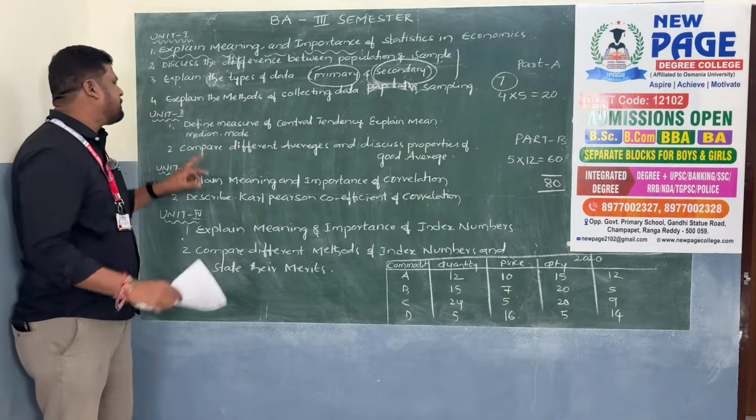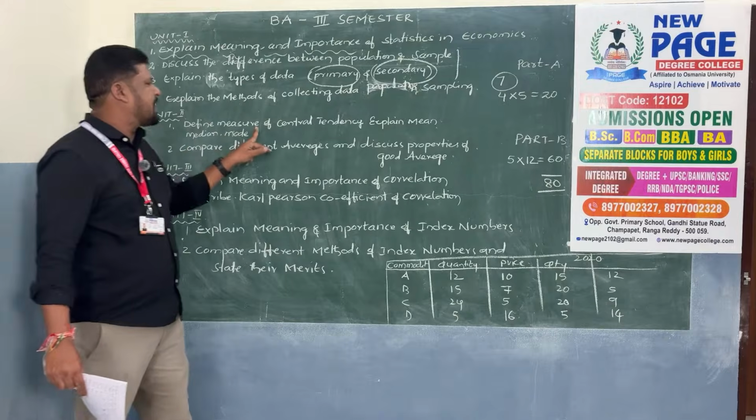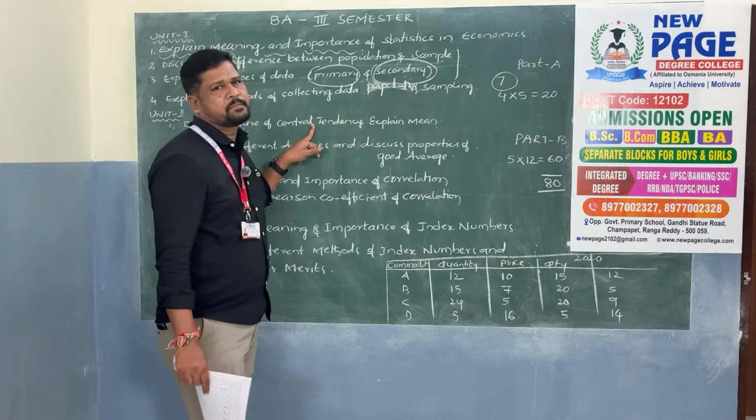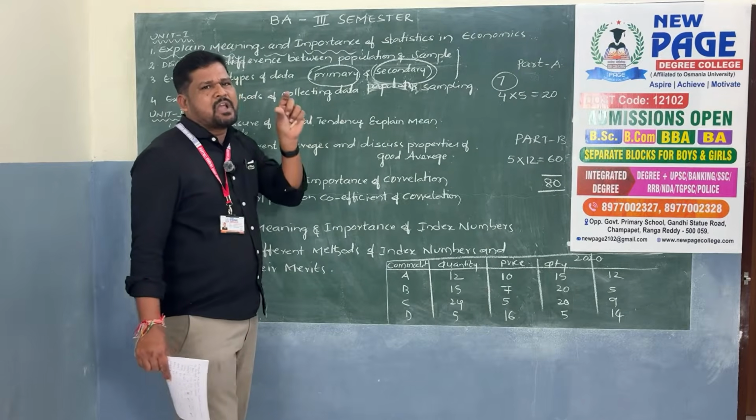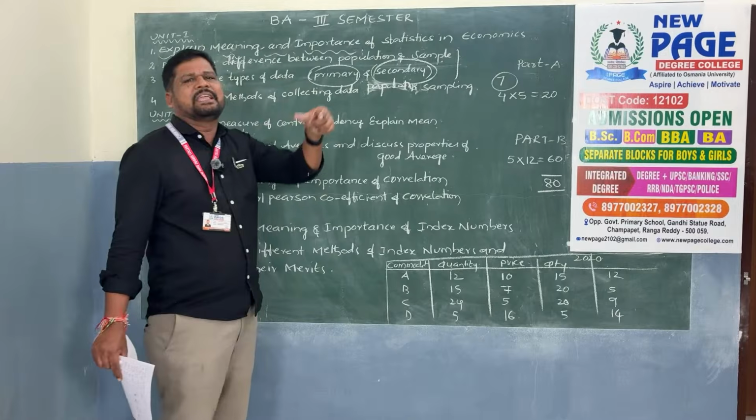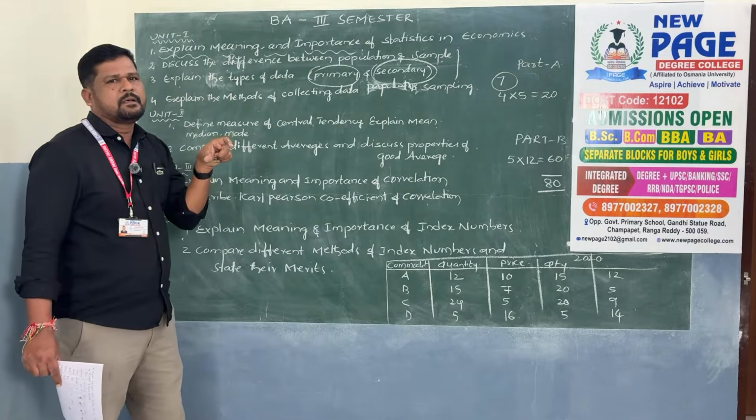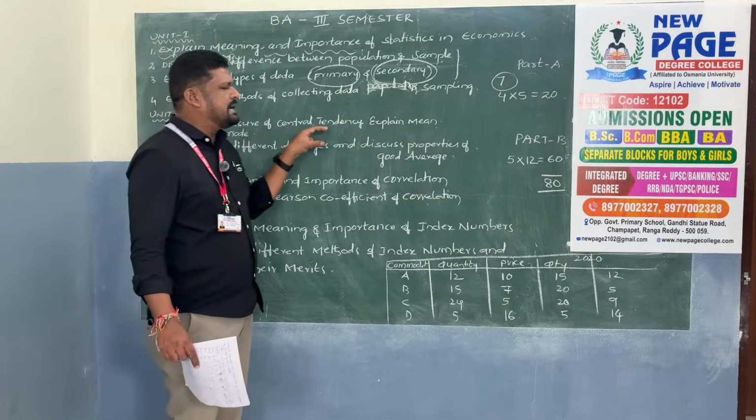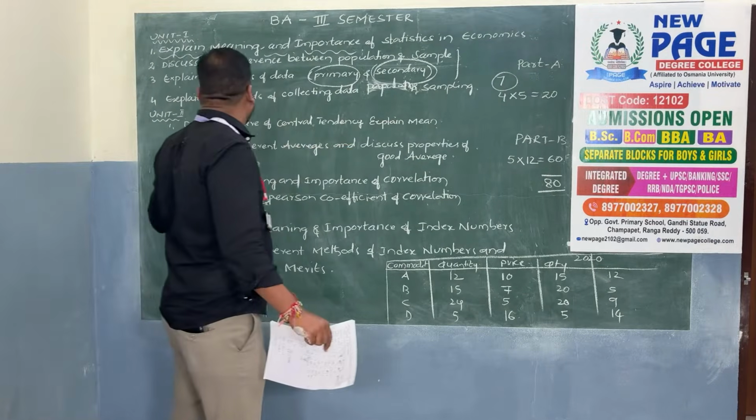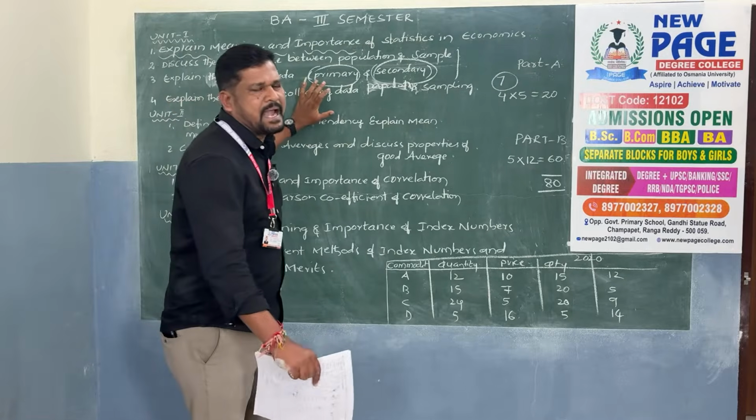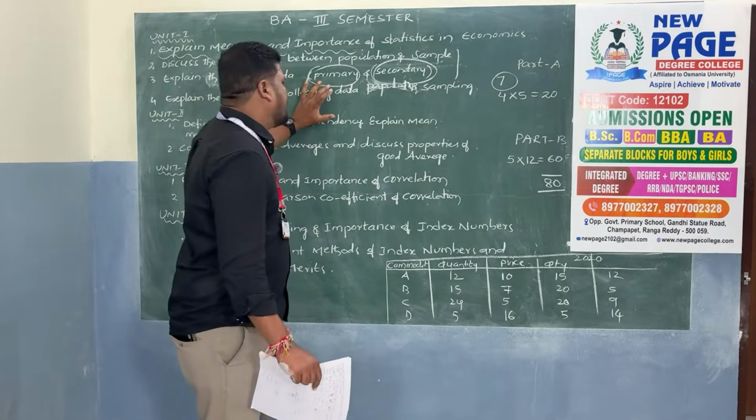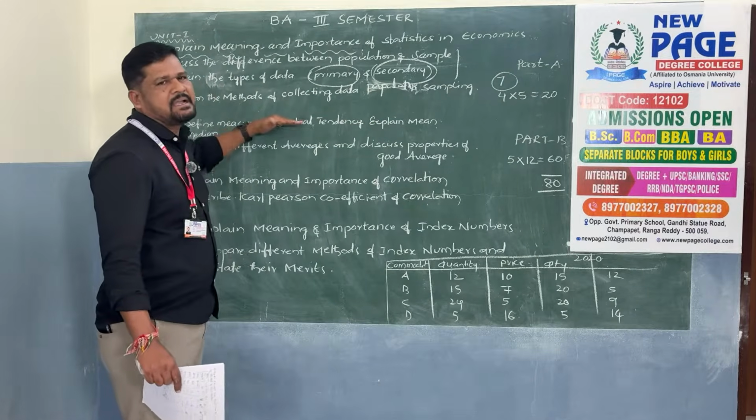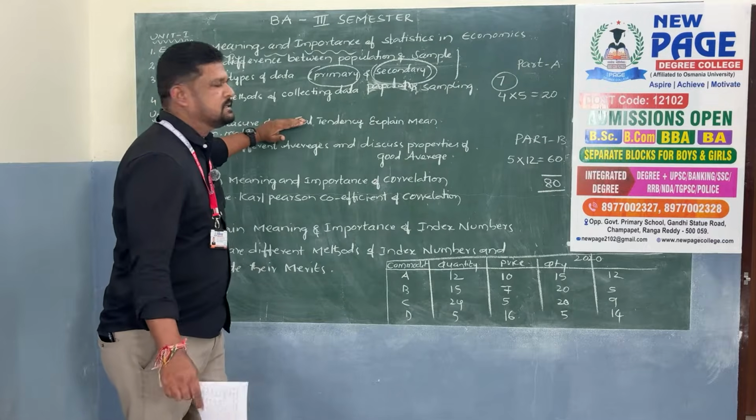So in second unit, important questions: define measure of central tendency. First define the central tendency. Central tendency means average. Find out a single value that represents the whole data, which is called the average. The central tendency is divided into 5 types: mean, median, mode, harmonic mean and geometric mean. You have to write about the mean, median and mode, and merits, demerits and formulas.